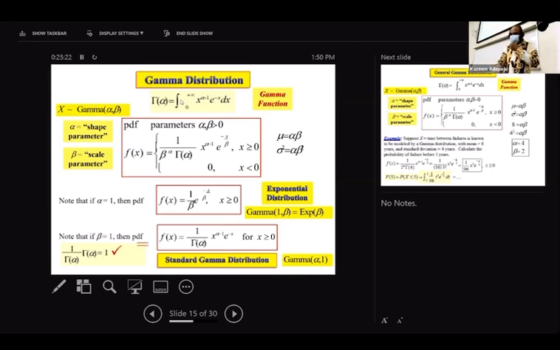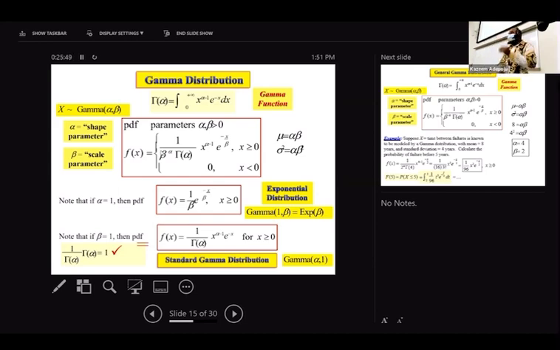And let me tell you this, when you now want to have a gamma distribution, this is the formula. It is f of x equal to 1 over beta raised to power alpha, gamma alpha, x raised to power alpha minus 1, exponential raised to power minus x over beta. When you take a look at that, that is a probability density function for gamma.